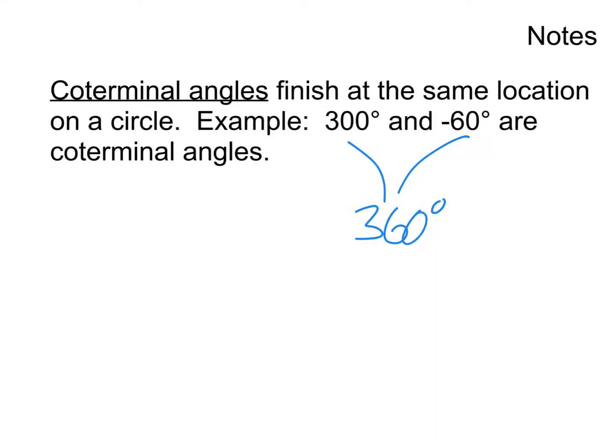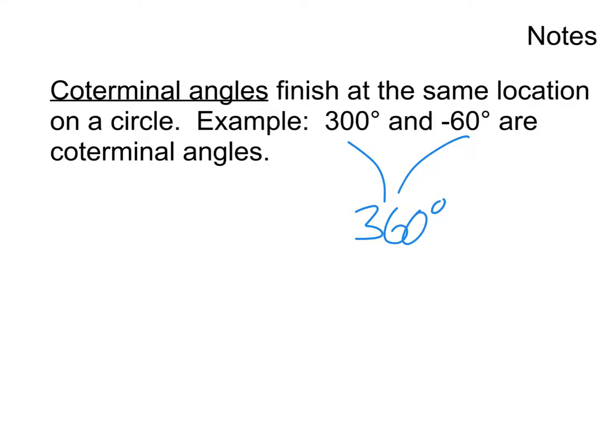Anytime two angles are 360 degrees apart, they will be considered coterminal. Terminal just means ending. Co means together, so they end at the same place. So if they're 360 degrees apart, they're ending at the same place on the circle. We've just gone around an extra time.